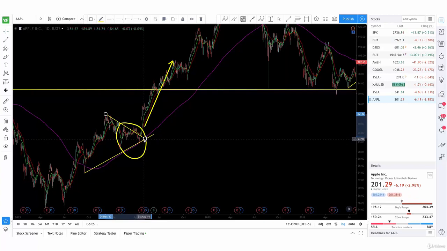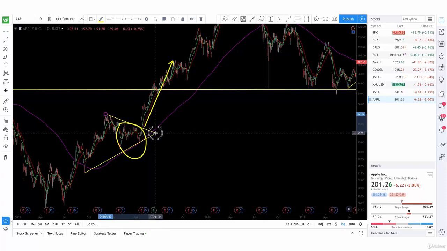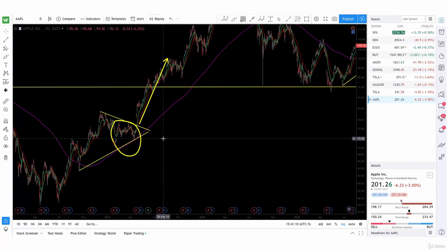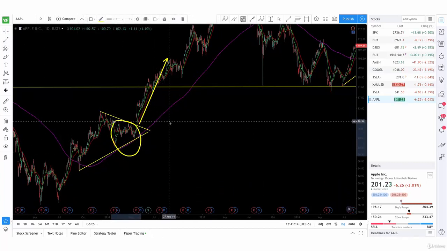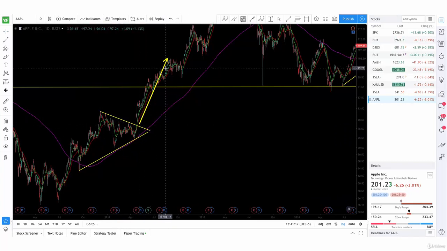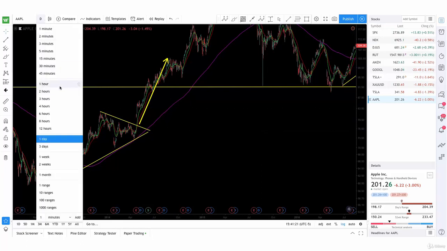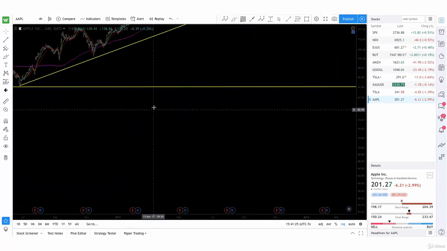So you want the stock to do price discovery. So what happens? We changed this line after that happened. Now look, now it looks more like a symmetrical triangle. And then after that, it broke up. Okay, let's check it out at a 4-hour time frame.